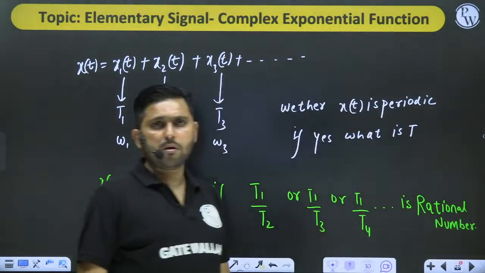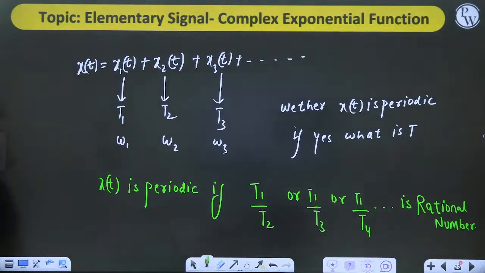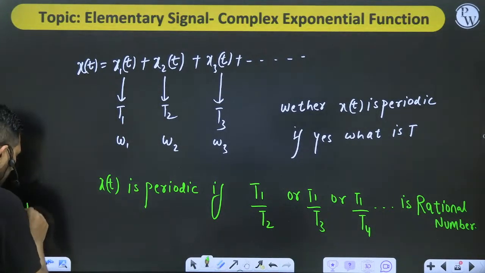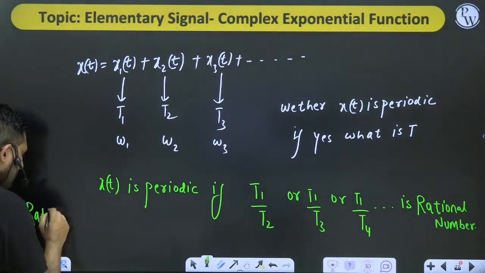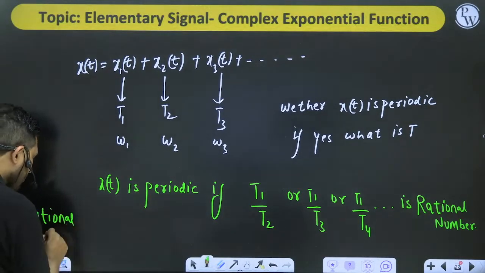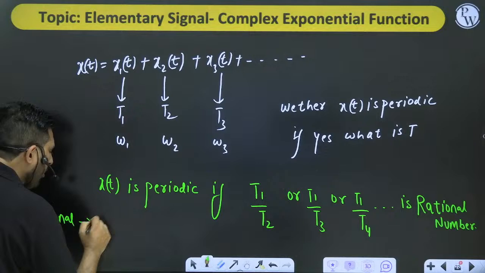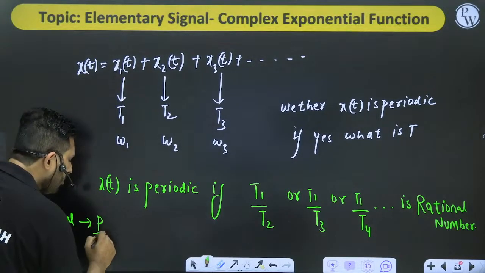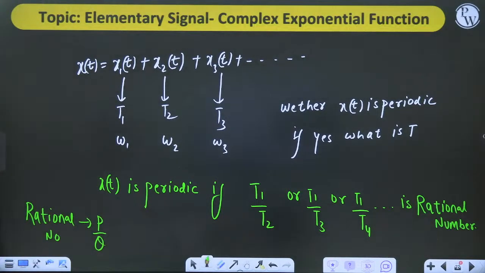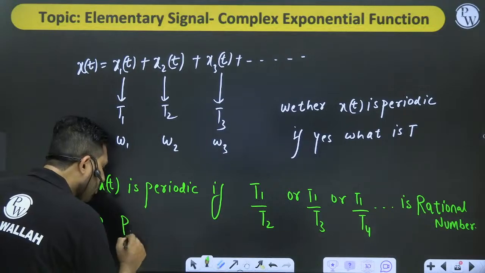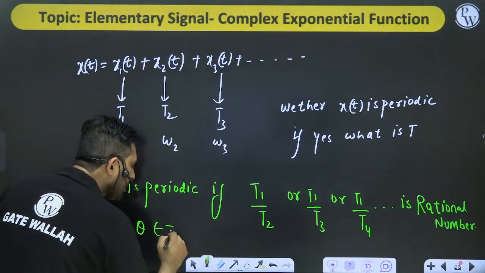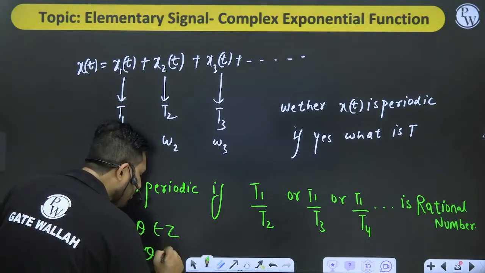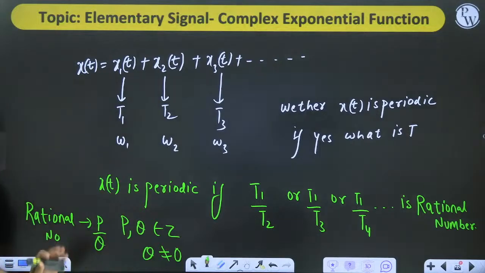T1 by T2, or T1 by T3, T1 by T4 is a rational number. What do you mean by a rational number? It is in the form of P by Q, where P, Q belong to integers and Q should not be equal to 0. That's the definition of this.